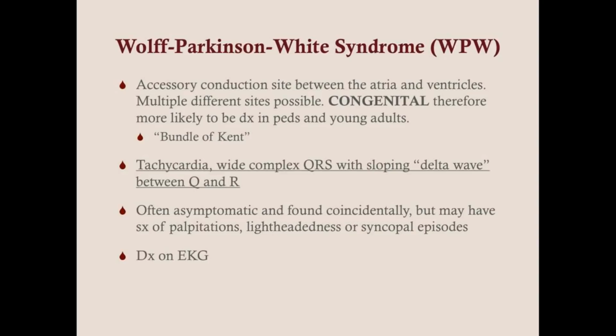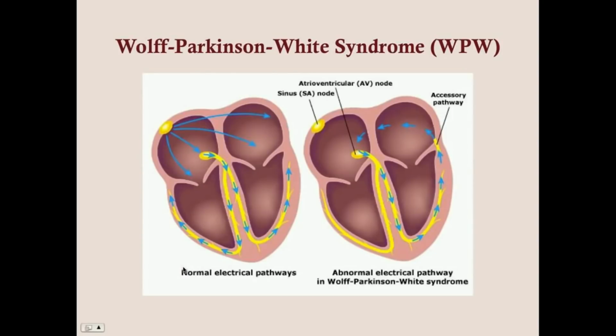So what you'll have in Wolff-Parkinson-White Syndrome is a patient that presents with tachycardia, palpitations, maybe syncope, and you'll do an EKG, and they'll have a wide QRS complex with a sloping, what's known as delta wave between Q and R. So this is what Wolff-Parkinson-White Syndrome is.